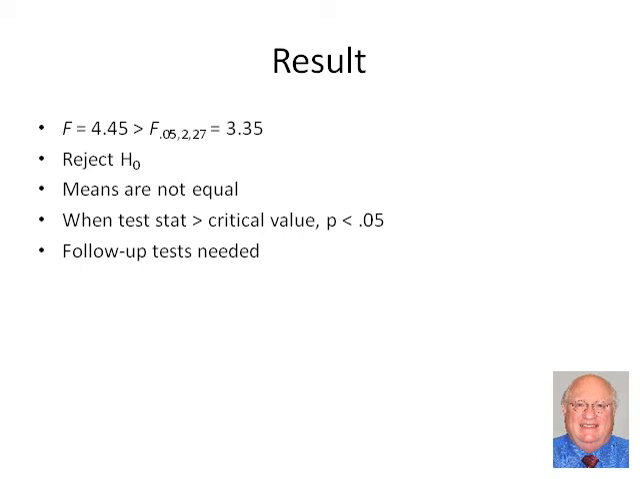Referring to the significance column, we find that the probability associated with F equal to 4.54 is 0.021. When alpha is equal to 0.05, p is equal to 0.05 at the critical value. When a test statistic exceeds the critical value, the probability associated with that test statistic is less than 0.05.